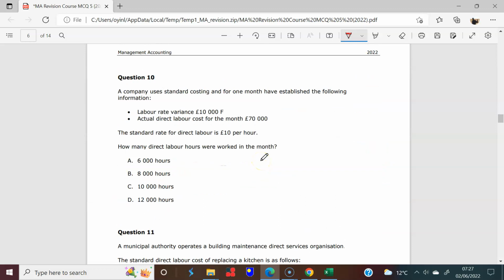Then let's quickly go on to question 10. In question 10, what we see here is that it says they use standard costing. So again, very similar to what we were dealing with. How many direct labors? I like doing things in the graph because you can always see what's going on. So it says here that the actual direct labor cost for the month was 70,000. So it says here that this is favorable.